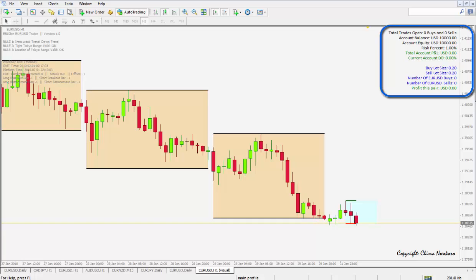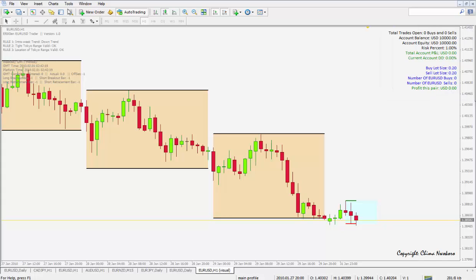Since there's no trade open, profit and loss is green, 0. Current drawdown is also 0%. He also has here buy lot size and sell lot size, number of Euro USD buys because it's on a Euro USD chart, number of Euro USD sells, and profit on this pair. And for show comments, these are the comments that are shown.